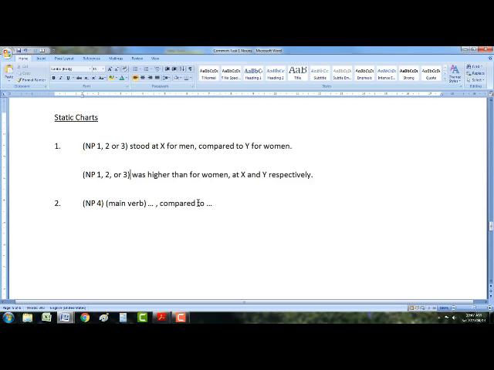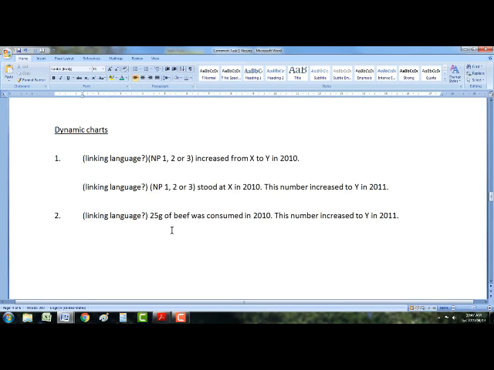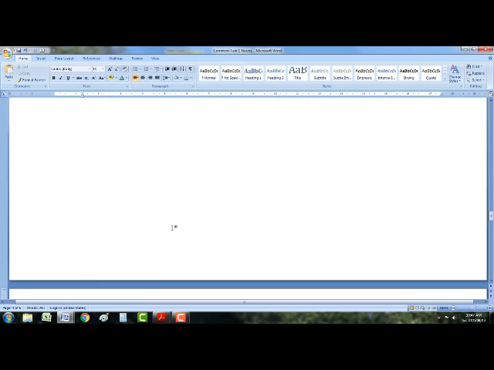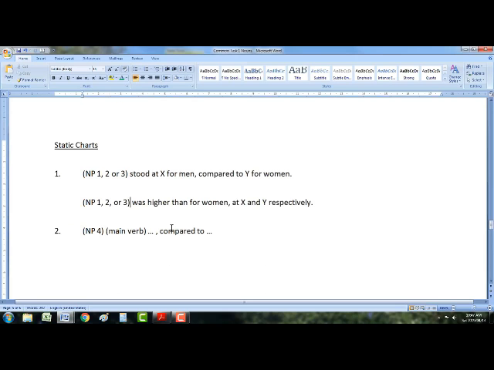So static charts 1, 2, 3, dynamic charts 1, 2, 3. 6 sentence structures, and you can really defeat task 1, or like 98% of task 1s you can defeat. The key is practice these structures, and once you get more confident with them, then you can start doing some different things like put two noun phrase fours in there or whatever.